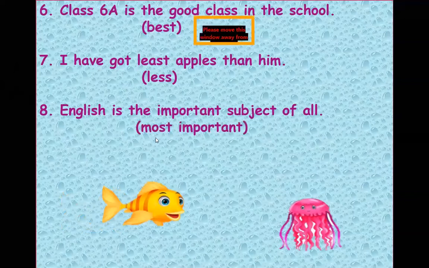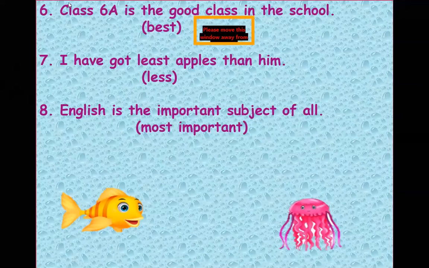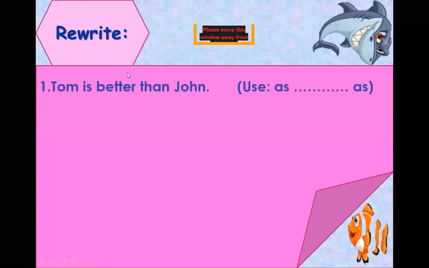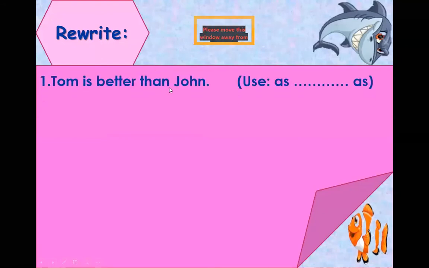Thank you, my dear. So till now we finished correcting the mistakes. We will have rewrite. Number one, Tom is better than John. He wants you to use as, so I'm going to change the sentence into negative.